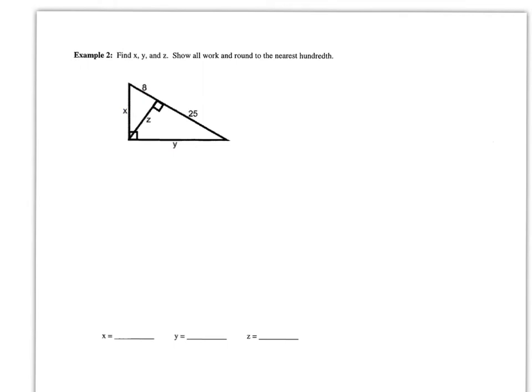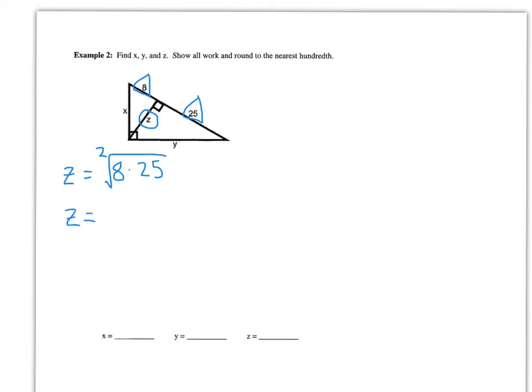Another example is example 2. I want to find z, x, and y. Let's find z first. Z is the altitude to the hypotenuse of this right triangle. Therefore, since z is the altitude to the hypotenuse, z is the geometric mean of those two pieces, 8 and 25. So we are going to take the geometric mean of 8 and 25. So that means we are multiplying those two numbers and taking the square root.